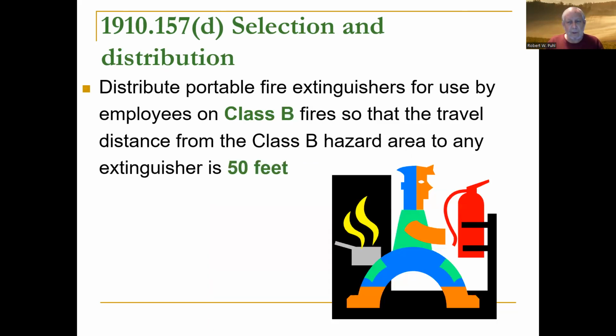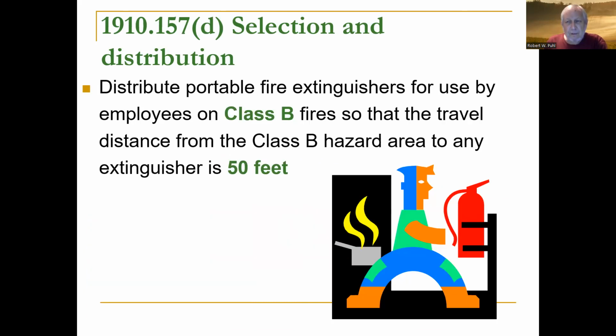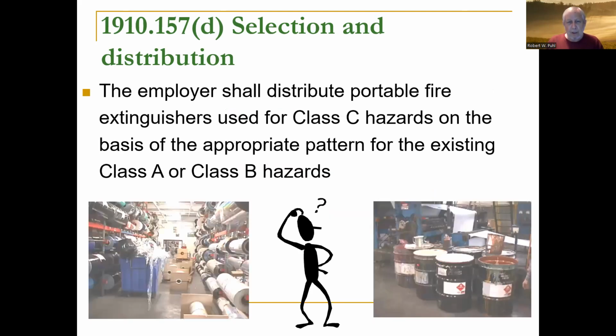Distribute portable fire extinguishers for use by employees on Class B fires. What's B? It's flammable liquids. So that the travel distance from the Class B hazard area to any extinguisher is 50 feet. So that makes a little bit of sense. The employer shall distribute portable fire extinguishers used for Class C hazards on the basis of the appropriate pattern for the existing Class A or B hazards, because Class C involves what? Energized electrical equipment. But as soon as you pull the plug or turn it off, it's not Class C anymore.